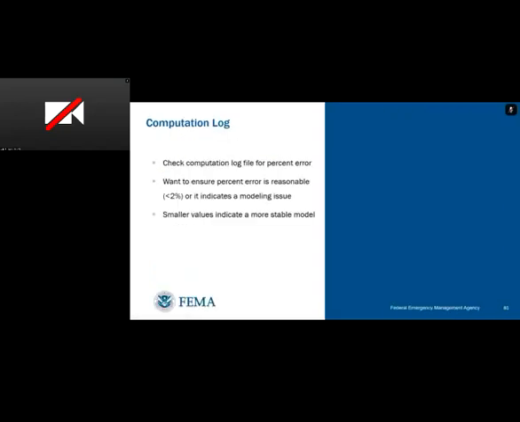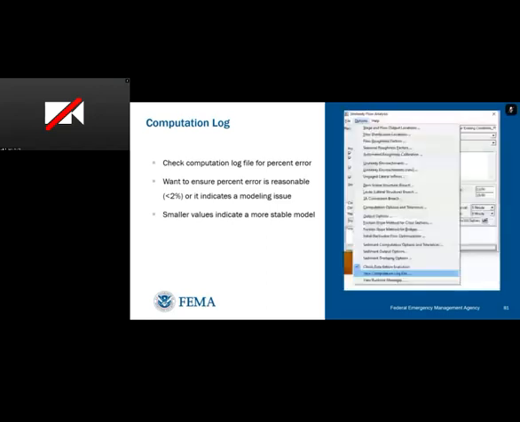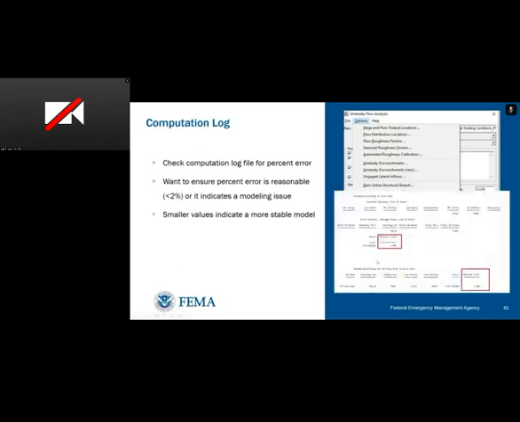And then one of the quickest checks you can do to see if the model is off to a good start is to check out the computation log. You can find it in the unsteady flow analysis under options, and then view computation log file. And then you will get a notepad that pops up, and you'll want to check the percent error. We want to make sure that it's smaller than 2%, but the smaller the percent error, the more stable the model is.